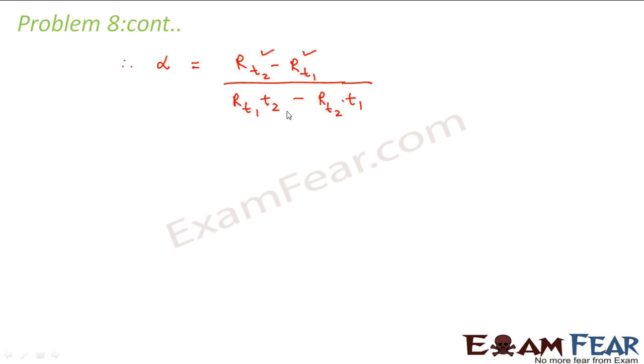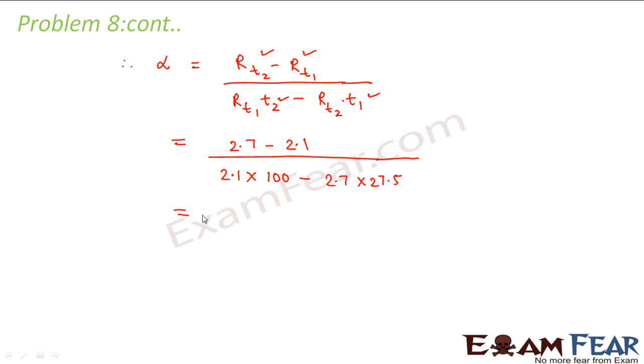Now we can put in these values, all of which are given in the problem. So we get 2.7 minus 2.1 divided by 2.1 into 100 minus 2.7 into 27.5. So this comes out to be approximately 0.004 per degree Celsius. So this is the value of the temperature coefficient of resistivity for silver.